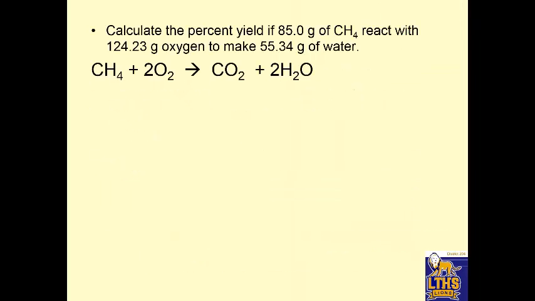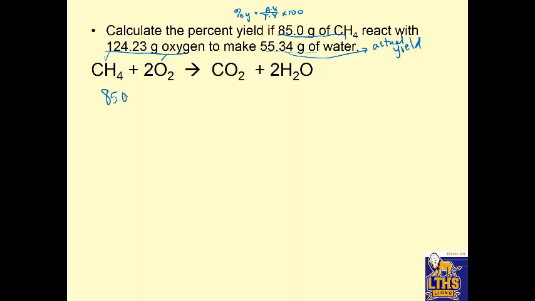Okay, so this one says calculate the percent yield. Okay, so we have to do percent yield. So we need actual yield over theoretical yield times 100. All right, so we need 2 things to get percent yield. This is 85 grams of reactant and 124 grams of reactant. And this is 55.34 grams of water. Okay, so this tells you that this comes out of the reaction. So this is our actual yield. We're going to use that later. That's going to go up there. But we have to figure out the theoretical yield. So we have to do a limiting reactant problem to figure out what number goes down here.